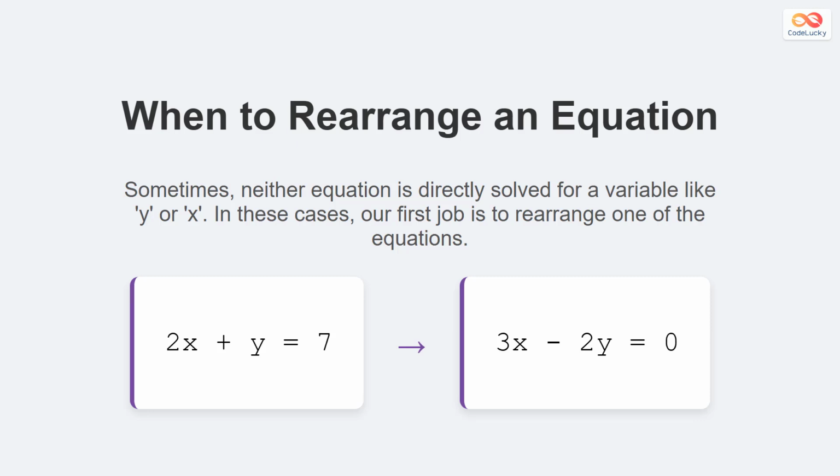You might need to rearrange an equation when you look at your system, and neither equation is conveniently set up in the form of y equals or x equals something. For a system like 2x plus y equals 7 and 3x minus 2y equals 0, our first step must be to isolate a variable.